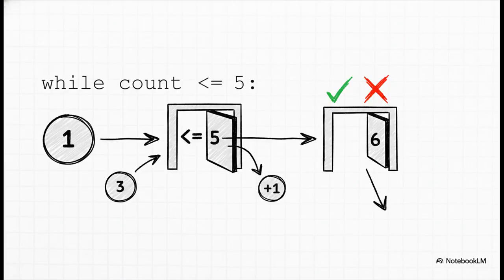Let's look at a classic example. We set up a variable called count and start it at 1. Then we tell the loop, hey, keep running as long as count is less than or equal to 5.